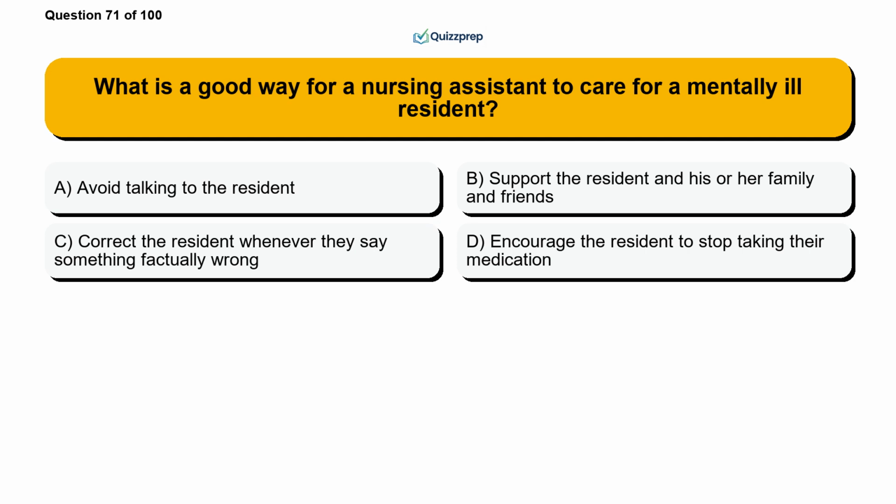Question 71. What is a good way for a nursing assistant to care for a mentally ill resident? Option A, avoid talking to the resident. Option B, support the resident and his or her family and friends. Option C, correct the resident whenever they say something factually wrong.